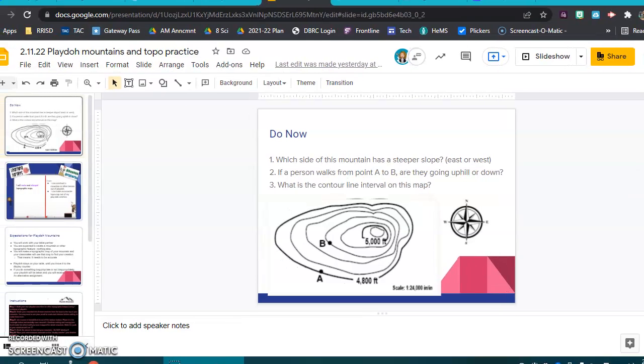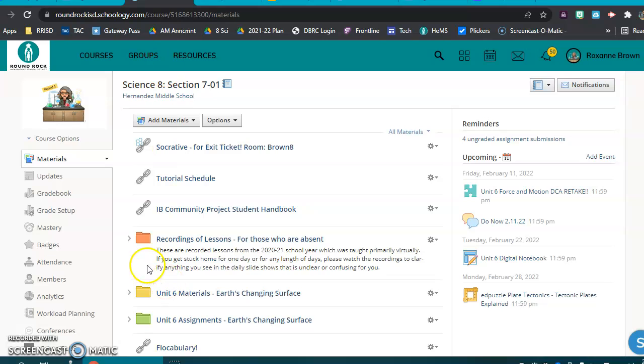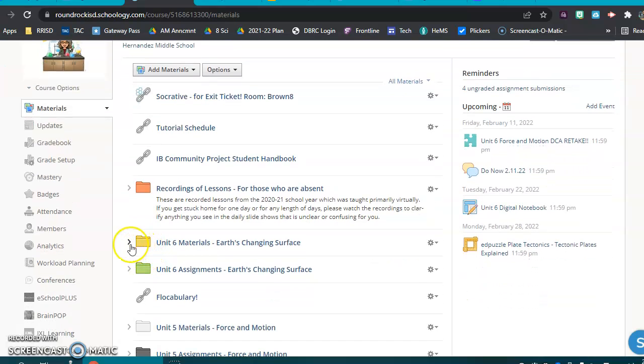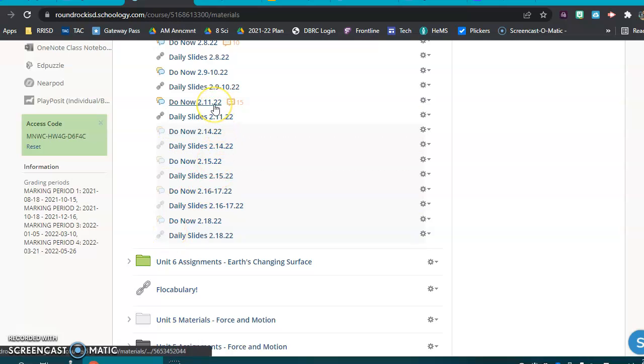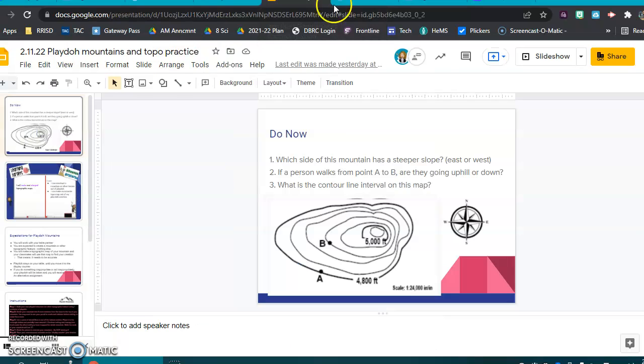So our do now for today is this one right here. And let's look at where we can locate our do now. Our do now, we're going to check in one of our classes. Here's section 1. So our do nows are always housed here in the materials. So today's do now is right here. You would click on that and it will look just like this.